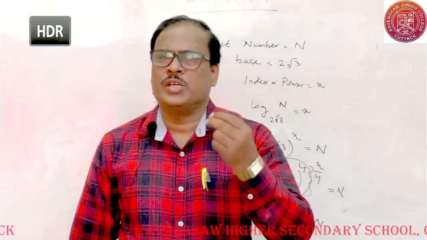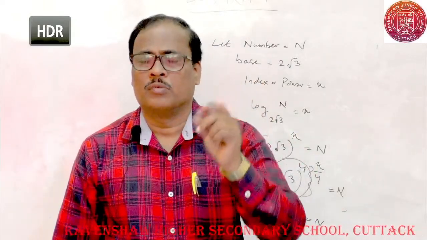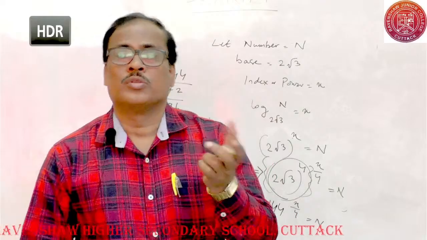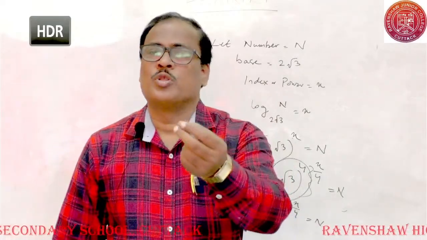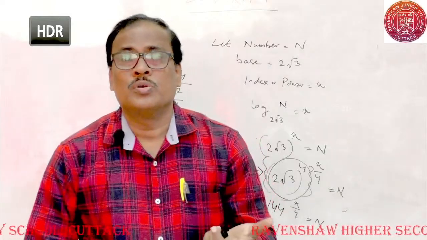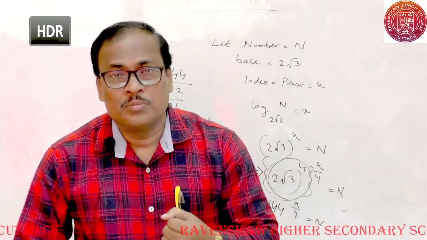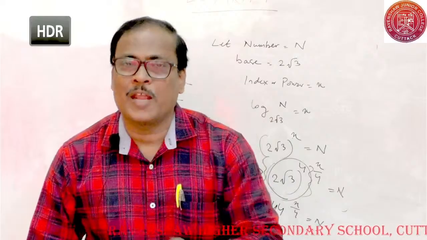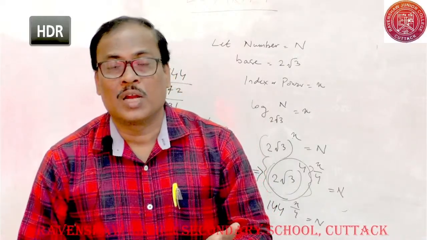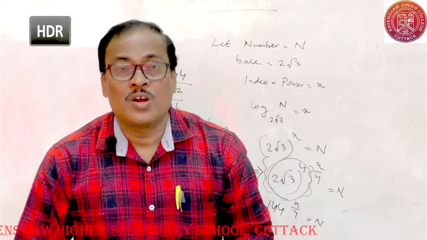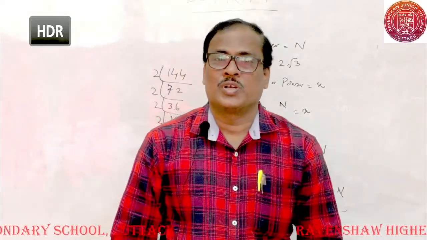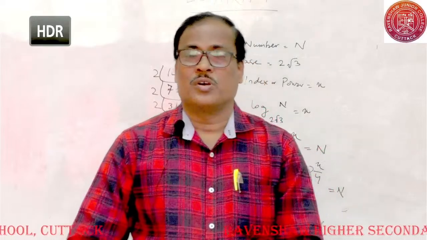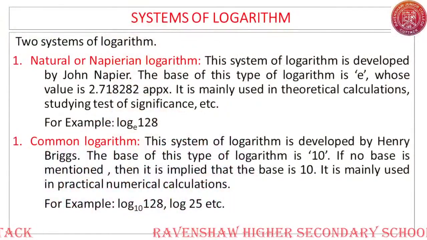Suppose our base is e, suppose log 100 to the base e, so that is your natural logarithm. If that is log 100 to the base 10, so that is equal to your common logarithm. If there is log 25, so this is also in the common logarithm because your base is not given. So remember, if the base is not mentioned, then that is called your common logarithm.